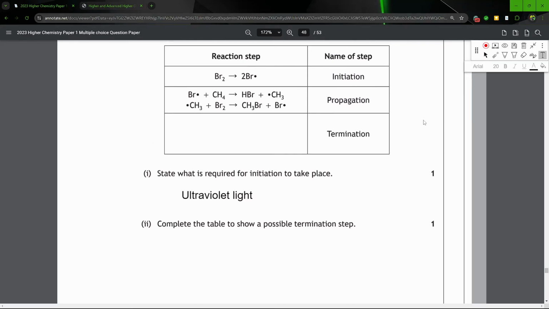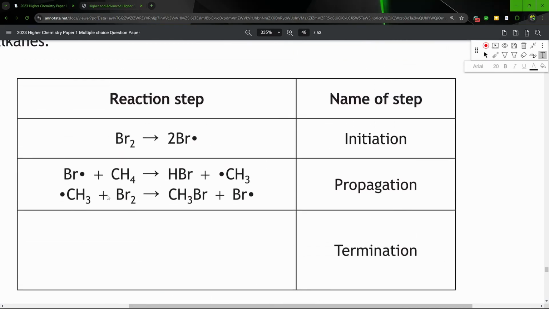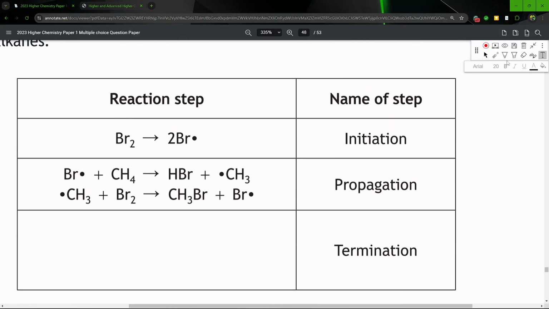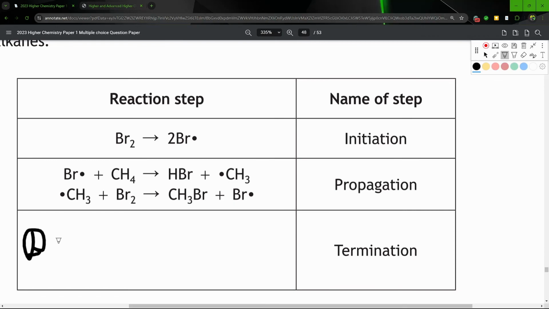Complete the table to show a possible termination step. Now, when we say termination, basically what's going to happen is we have free radicals that are going to combine. It's sort of like a propagation reaction, except it doesn't produce another free radical. It's just going to combine back into a stable molecule. So the easy way to do it is to reverse the initiation. You could just say 2 Br radical, and then you convert it back into Br2, and that's completely acceptable. I think they would want you to have Br plus Br, because then it implies they're colliding and back together. But yeah, you could just do that.